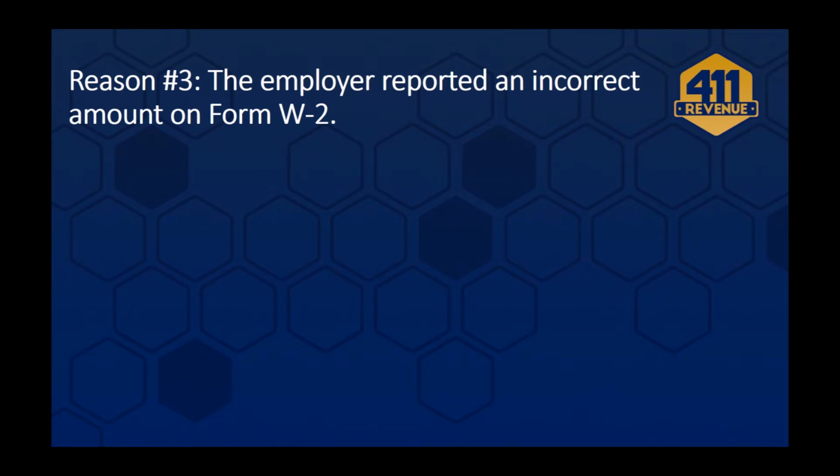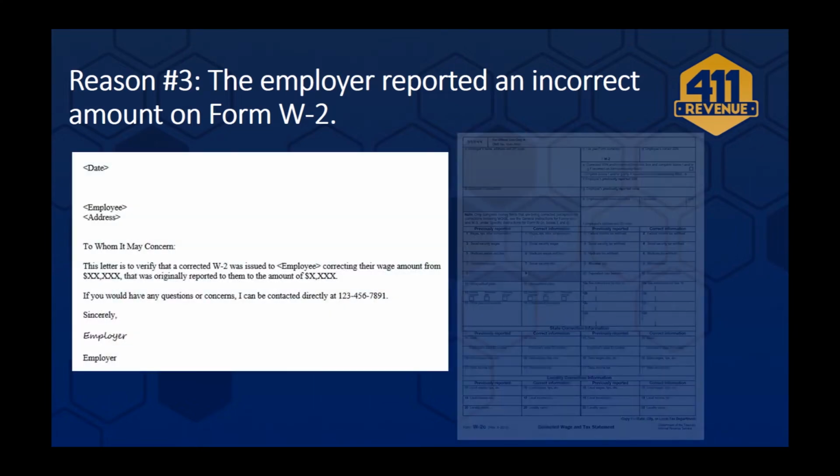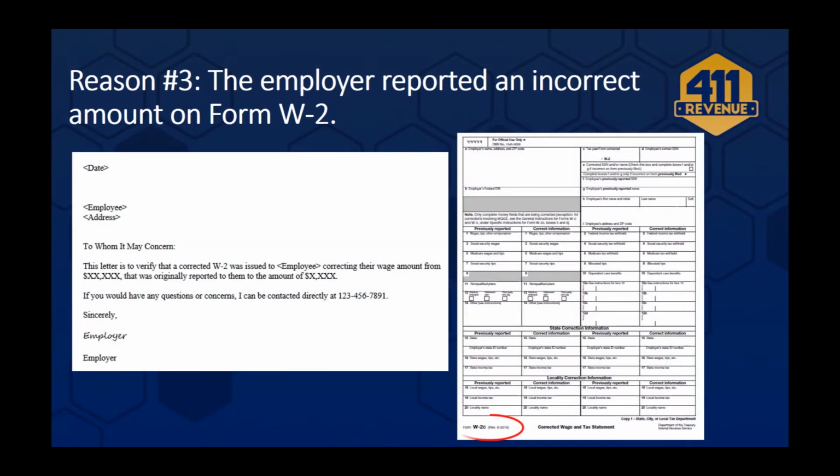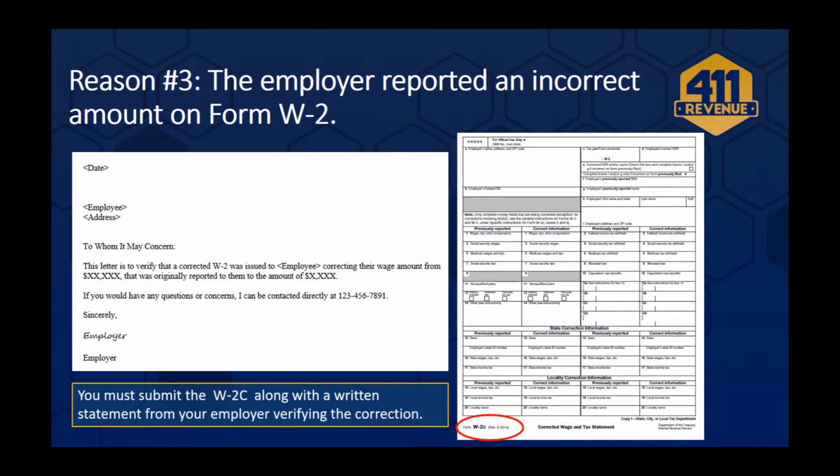If the employer reports an incorrect amount in any of the boxes on Form W-2, you'll need to obtain a W-2C from your employer reporting the correction in wages or tax withholding. A signed statement from the employer must be submitted to the department along with the W-2C to verify the correction. Here is a copy of the W-2C that your employer should give to you, along with an example of a letter that you should receive and provide to the Department of Revenue.